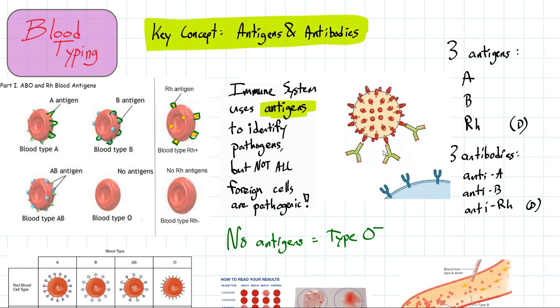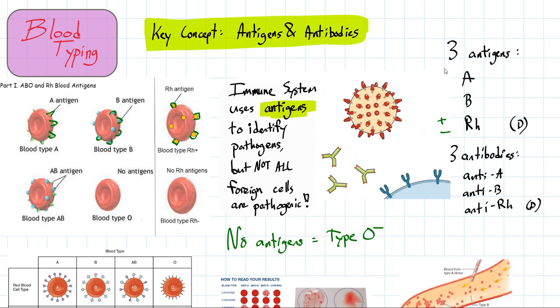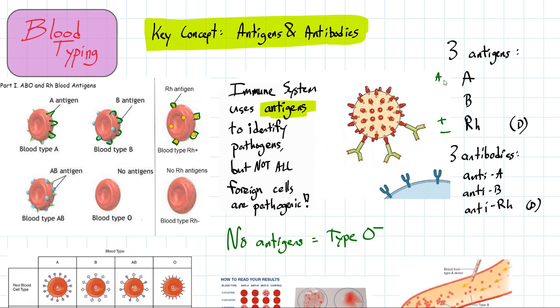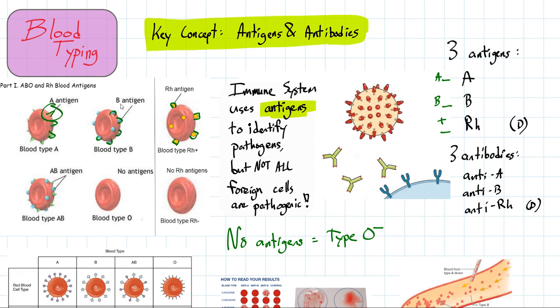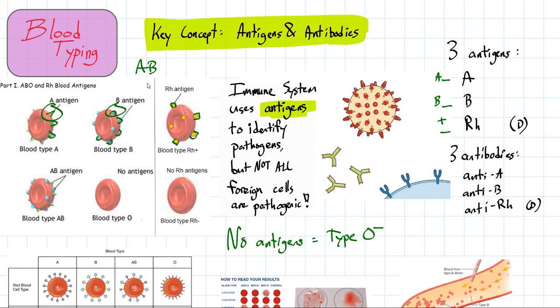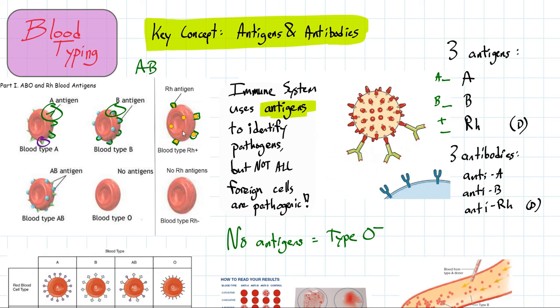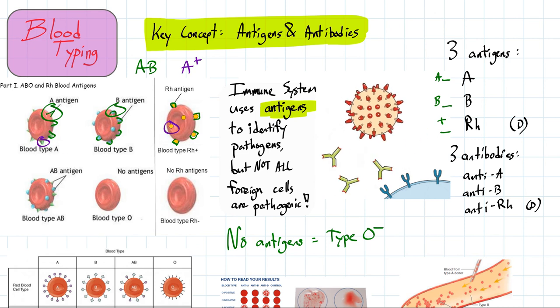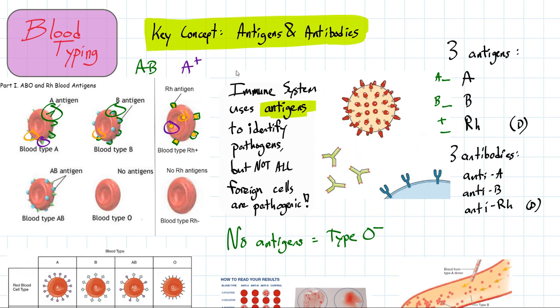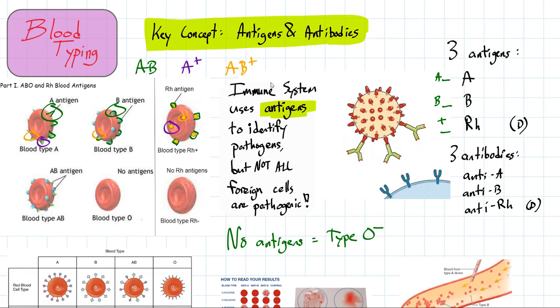For the Rh antigen, we can either have it and we write plus, or don't have it and we write minus. If we have an A antigen, we write A. If we don't have it, we write nothing. If we have a B antigen, we write B. And if we don't have it, we write nothing. So if you have the A antigen and the B antigen, you would have type AB blood. If you have the A antigen and the Rh antigen, you would have A positive blood. If you have all three, an A and a B and an Rh, you would have AB positive. So you just write what's there, and the only tricky one comes from Rh.